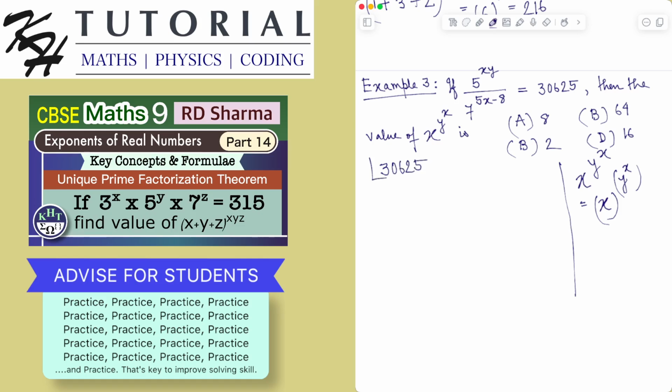30625. Let's prime factorize this. Dividing by 5 gives 6125. Again dividing by 5 we get 1225. Again dividing by 5 we get 245. Again dividing by 5 we get 49, and this is clearly 7 times 7.